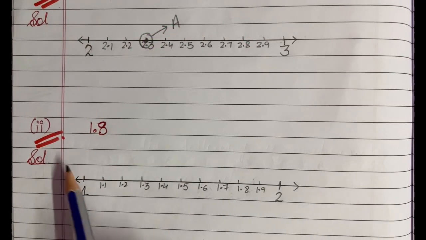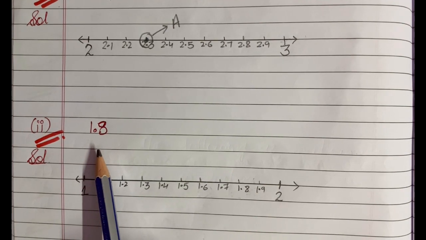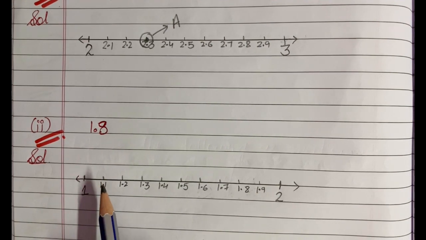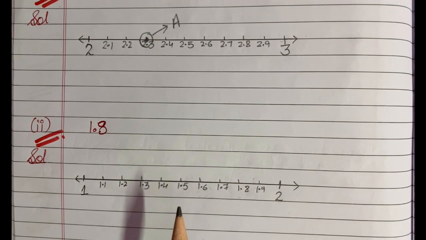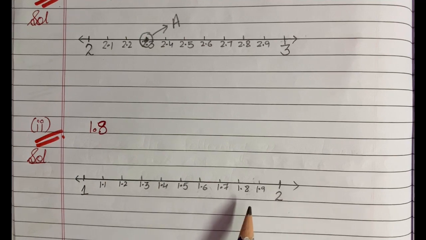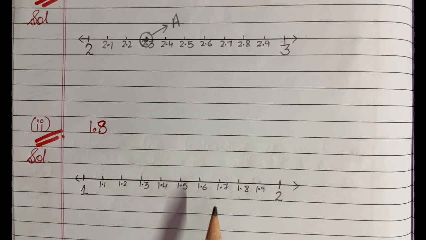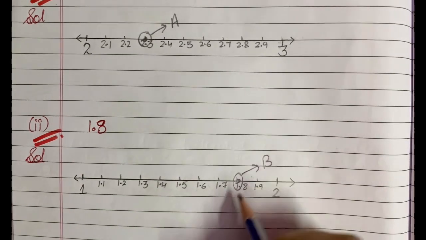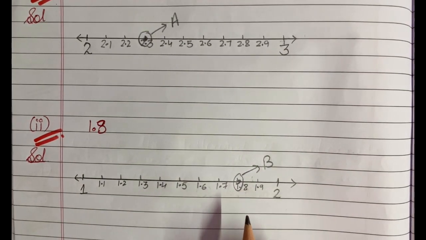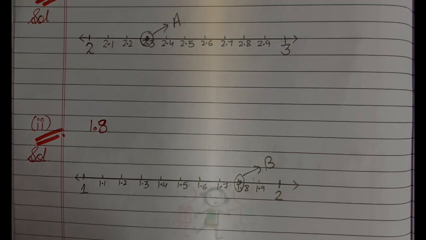Now second part says that represent on the number line 1.8. That means this number will lie between the whole numbers 1 and 2. So students, on the number line we will divide the unit 1 to 2 into 10 equal parts, and we will mark the 8th part out of these 10 parts and name it as B. So here B represents 1.8 on the number line. Hopefully it is also clear to you.